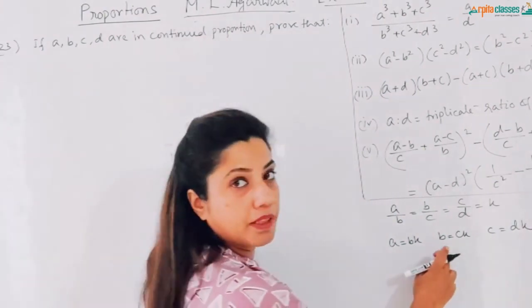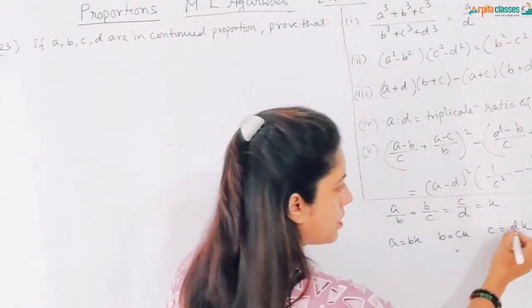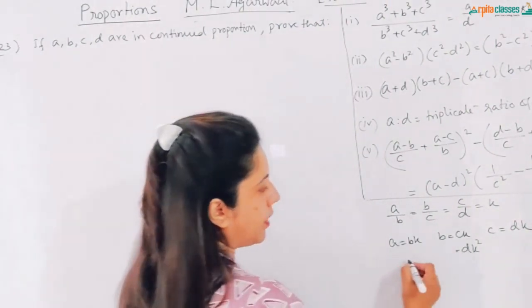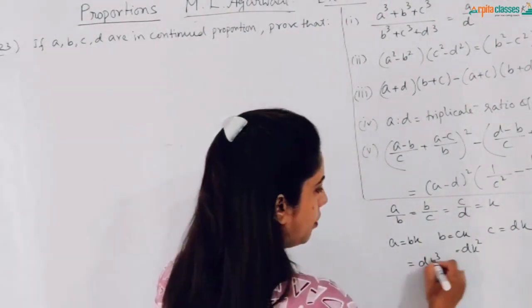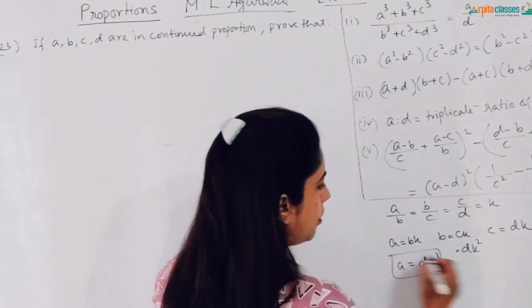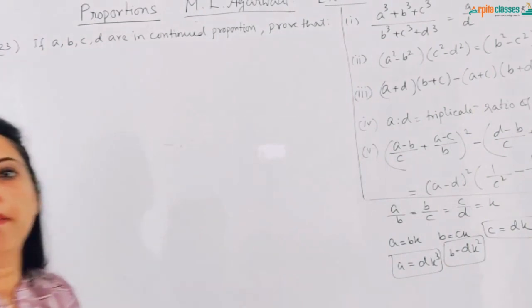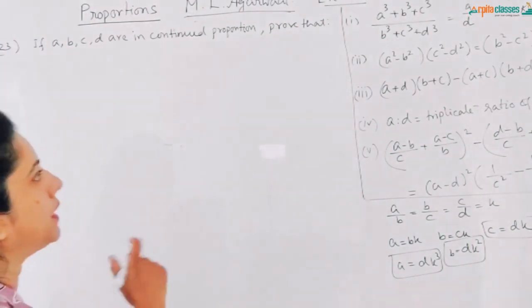Now here b is equal to ck and c is equal to dk. So put c's value here, so it will be dk square. And once we put b's value here, it will be dk cube. So a we are getting dk cube, b we are getting dk square, and c we are getting dk. Just remember these three values. We are going to use these three values.